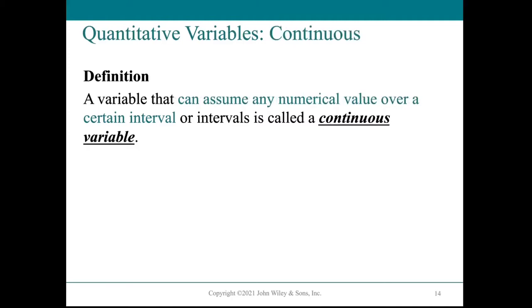In contrast to that, we have the continuous variable. It's a variable that can assume any numerical value over a certain interval. For example, your weighted average in your grade could be 86.5, 86.55. It can also be 59.999998. Those can be continuous variables.